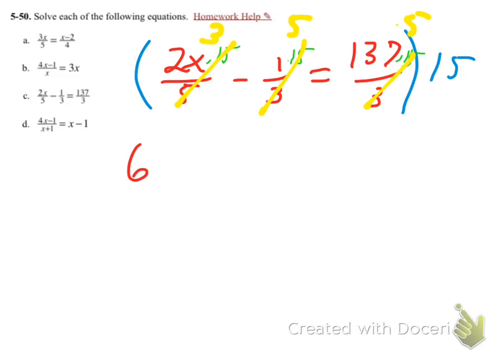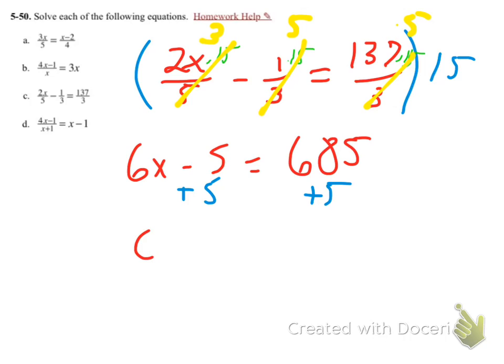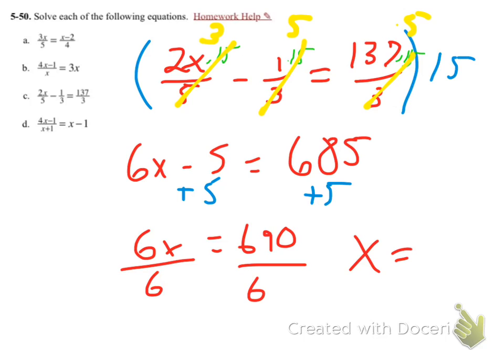I can now write my next line without any fractions. 2x times 3 is going to be 6x. 1 times 5 is 5, so I have minus 5 because I have a minus there. Equals, and now 137 times 5 is going to be a little bit of a bigger number, and that is 685. I now no longer have fractions, so I add 5. 6x equals 690, and I divide by 6, and x ends up equaling 115. And then I have one more problem to do, problem D.